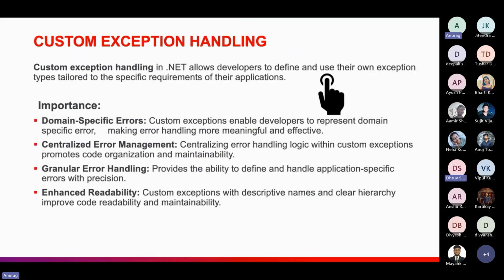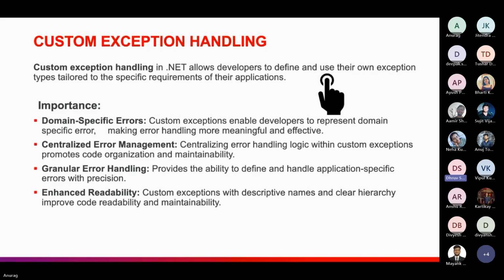Next one, we have custom exception handling. Custom exception handling in .NET allows developers to define and use their own exception types tailored to the specific requirements of their application. So in this exception handling, we can also create our custom exceptions, and decide what error message we want to show in any particular exception. So basically, importance of custom exception handling. First one is domain specific errors. Custom exceptions enable developers to represent domain specific errors, making error handling more meaningful and effective.